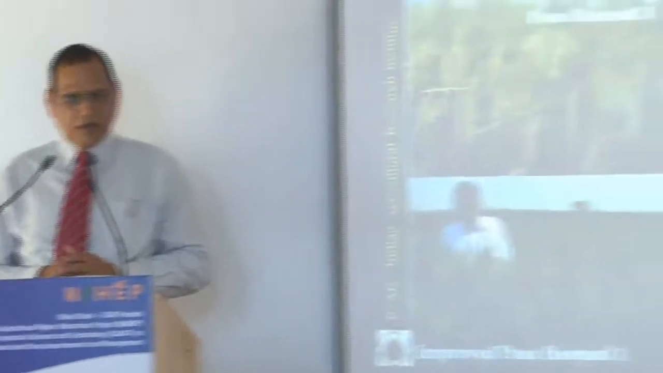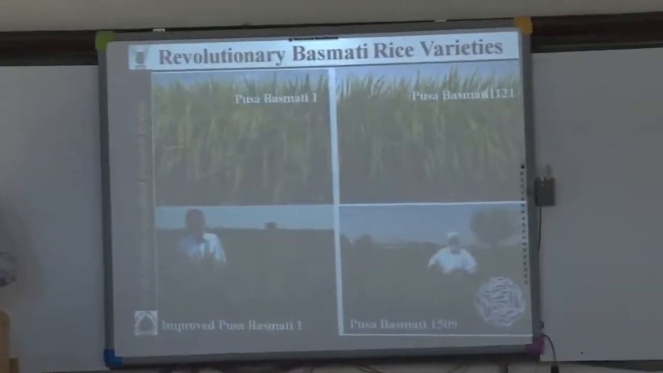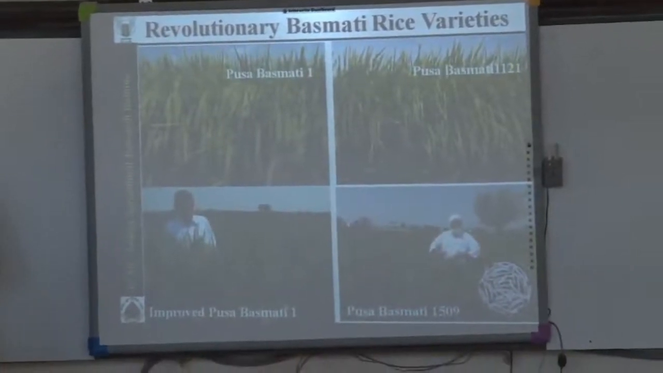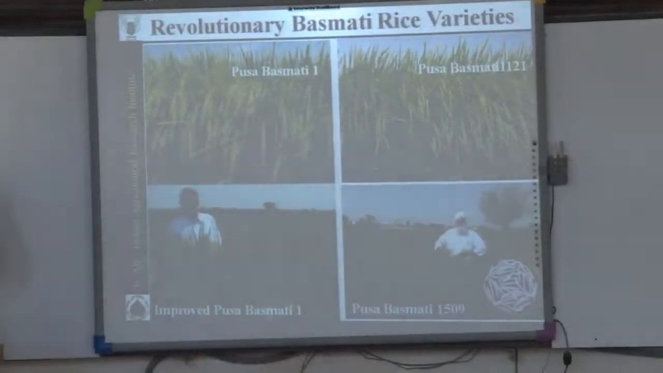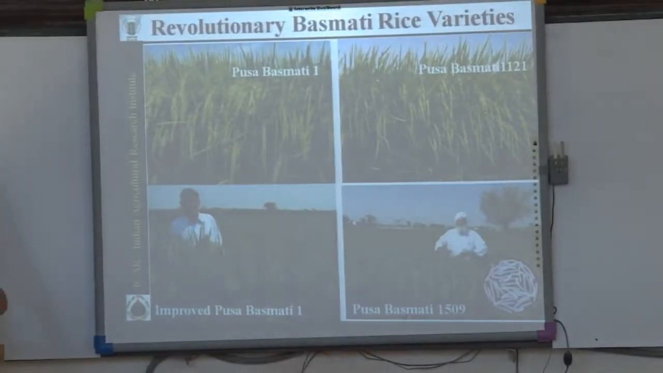And that's where in the late 60s, Dr. Swaminathan, when he was at this institute heading the division, conceptualized the idea of combining the quality of traditional basmati into a high yielding background. This breeding program started, and in 1989, we came out with the first dwarf high yielding variety, that is Pusa Basmati 1. In 2003, we developed Pusa Basmati 1121. And then the first marker-derived variety was released in 2007 in the name Improved Pusa Basmati 1, which has two genes, Xa13 and Xa21, for resistance to bacterial leaf blight.